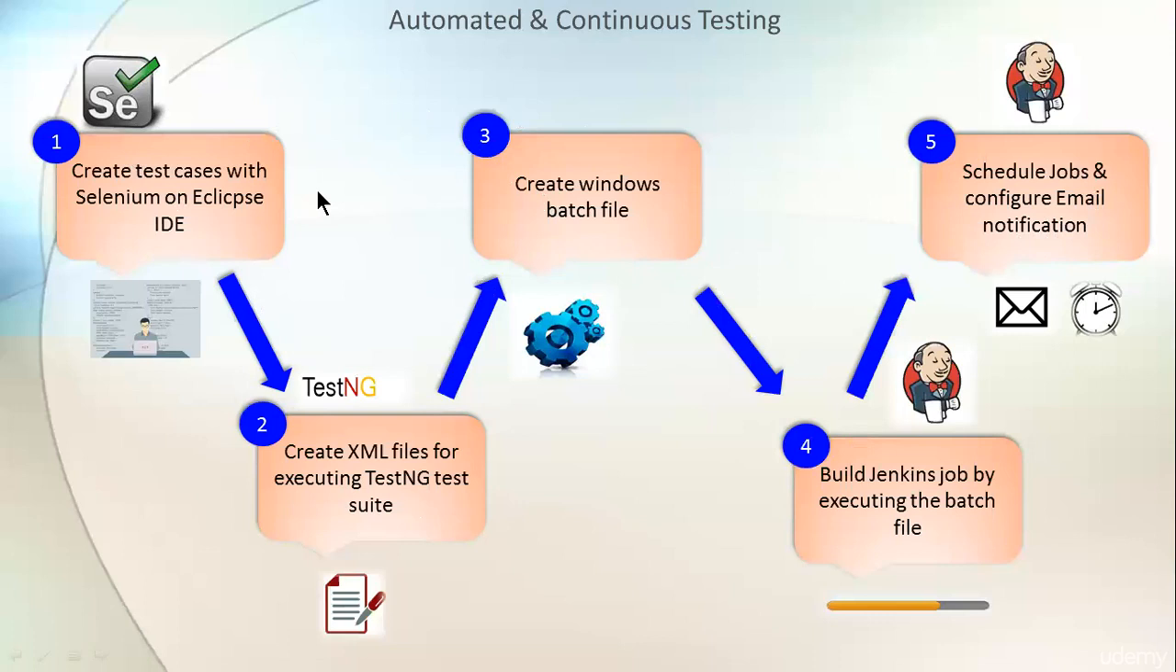First, we write the code. Second, we create an XML file using TestNG. We'll create a batch file or shell script, and after that, we'll configure that batch file into Jenkins, and Jenkins takes care of our execution and our scheduling. So we can easily achieve automated and continuous testing with the help of Selenium, TestNG, and Jenkins.